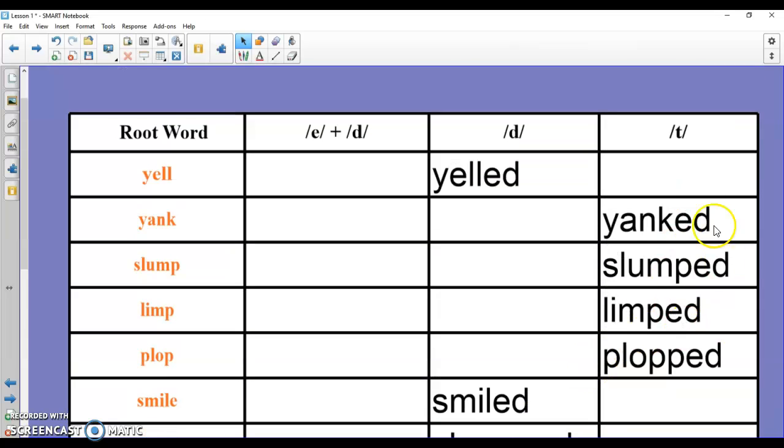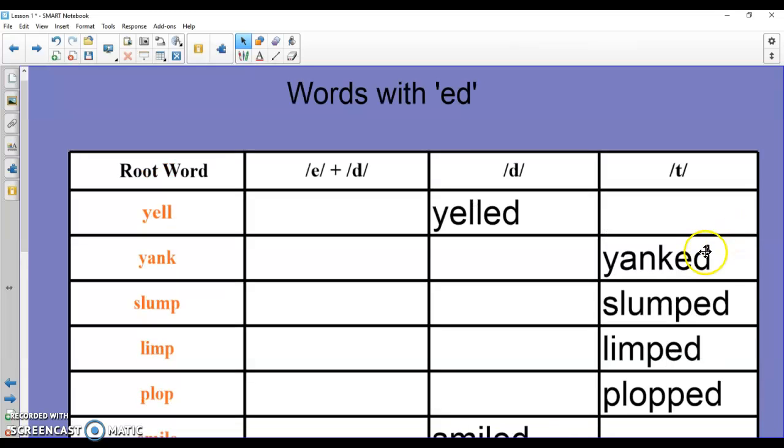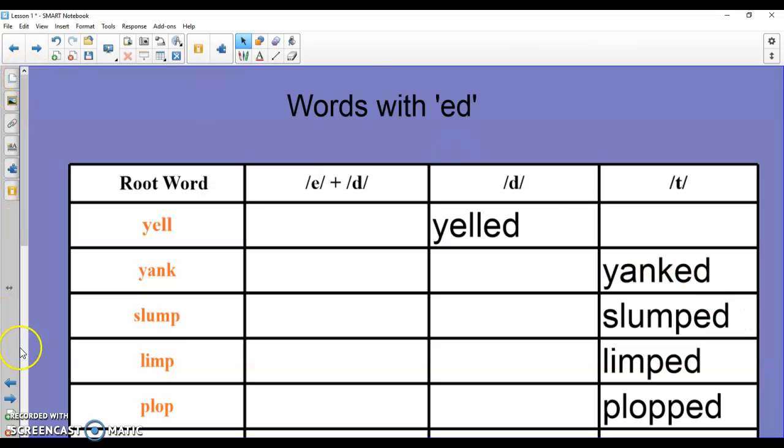So remember, when you hear a T at the end of it, it's never going to be Y-A-N-K-T. It's always E-D, especially if you're talking about happening in the past. But it's never going to be spelled with a T at the end. It's not going to be S-L-U-M-P-T. It's E-D, friends, so you need to remember that.